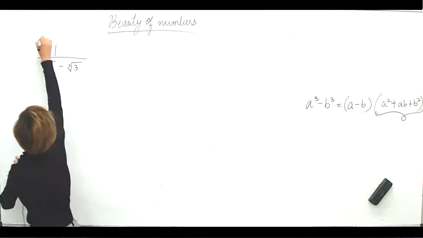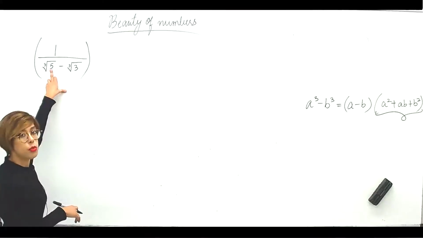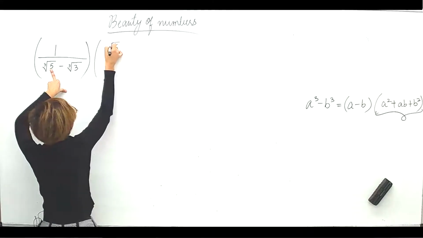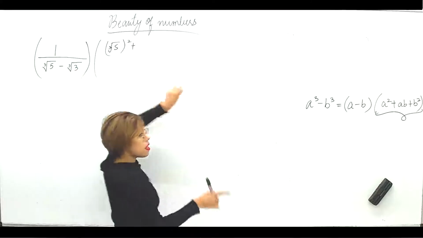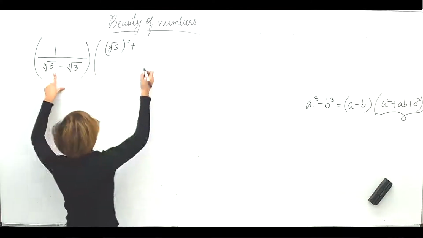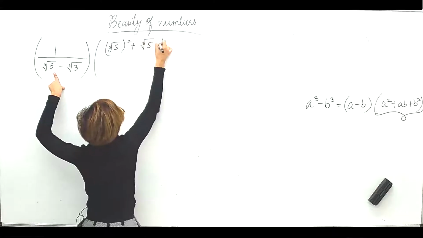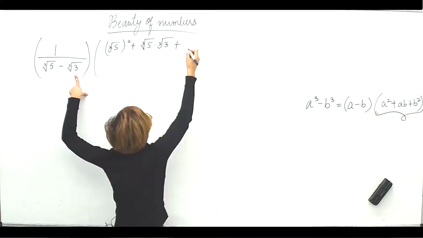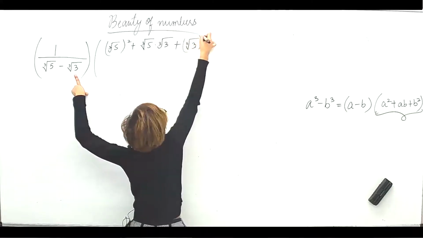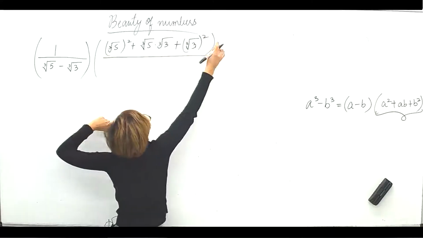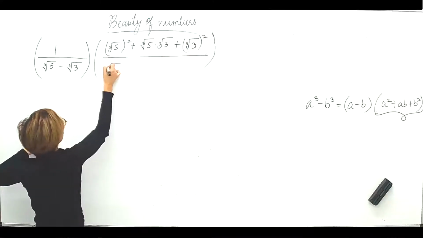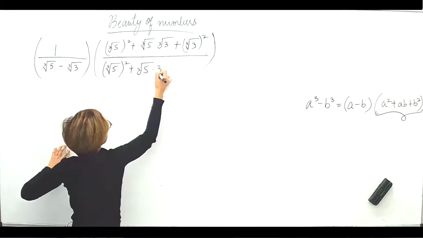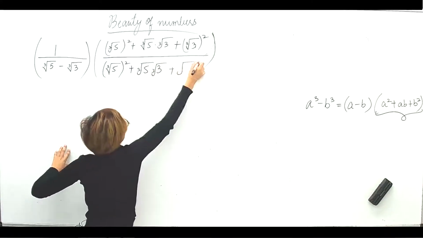So let's multiply by. Now a is what? Cube root 5 and a square चाहिए. So that means I want cube root 5 का square plus AB. So A is this, B is this. So as in cube root 5 into cube root 3 plus B square. Now B is this, cube root 3. So that is cube root 3 का whole square. Right? Obviously multiply here, you have to divide it. So cube root 5 whole square plus cube root 5 into cube root 3 plus cube root 3 whole square.